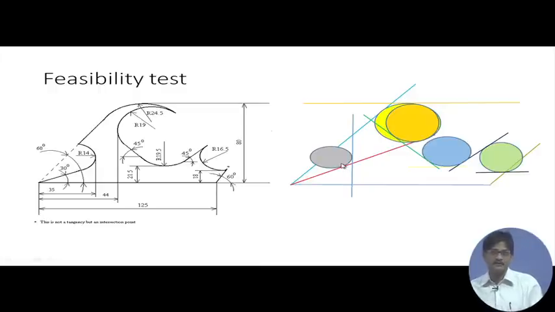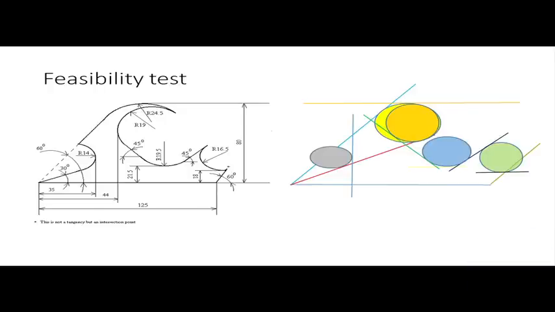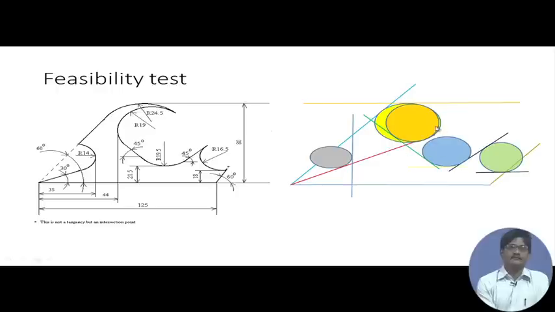this particular circle can have only one particular position if it is to be tangent to this circle, this straight line and that straight line. So, this circle is fixed in position. In the same way, the upper yellow circle is fixed by the position of these two tangents, one horizontal tangent and one inclined tangent, and its radius.